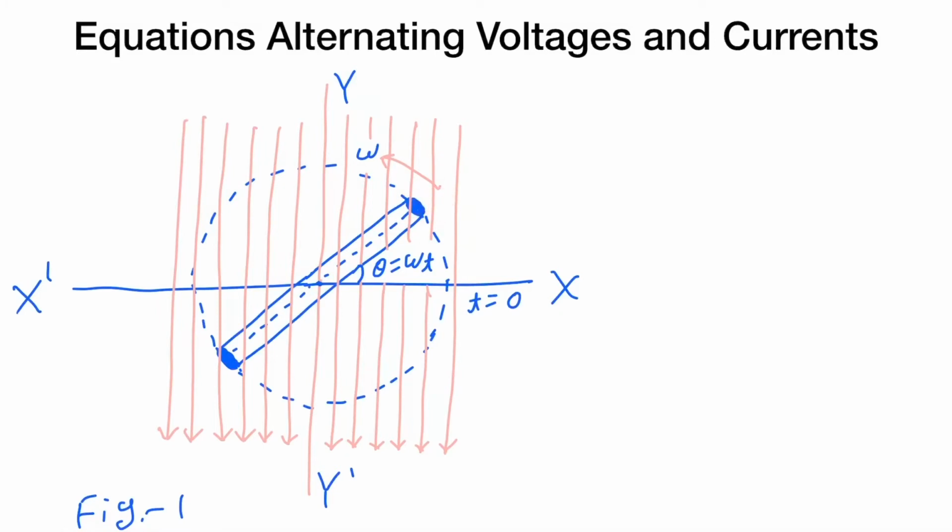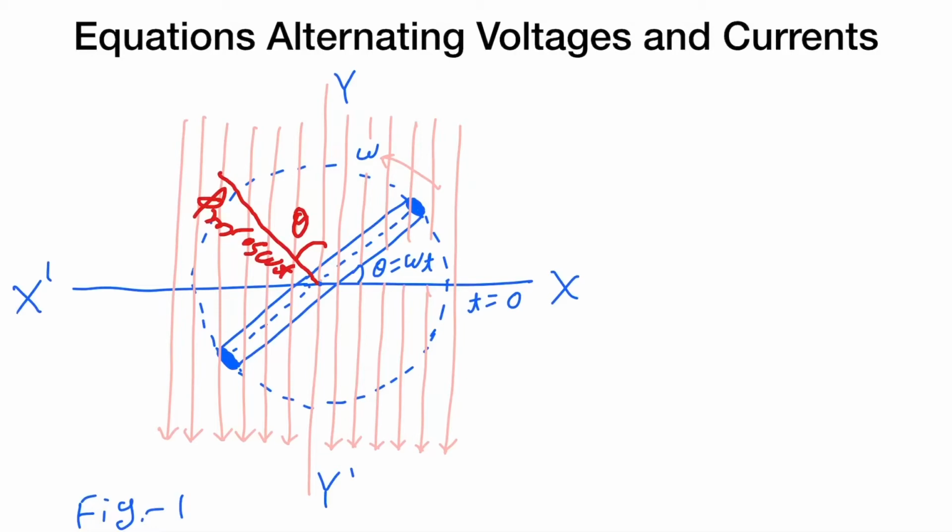Now at this deflected position of the coil, the component of the flux which is perpendicular to the plane of the coil makes an angle theta with the flux line. So the component of the flux which is perpendicular to the plane of the coil is given by phi m cos theta, or cos omega t.